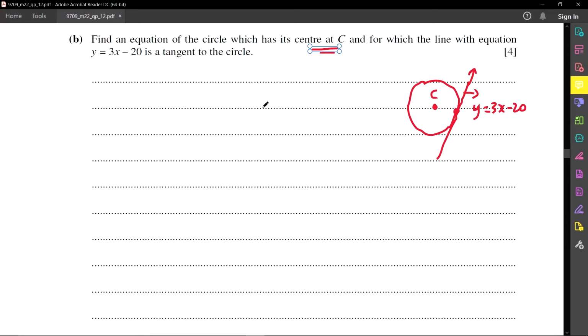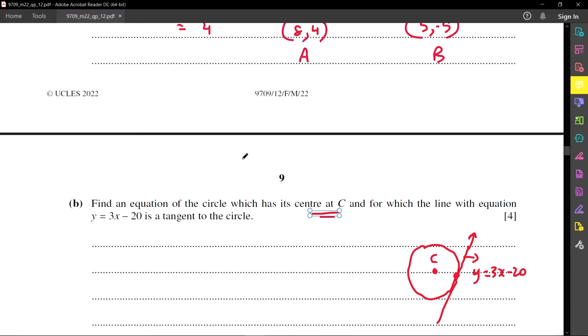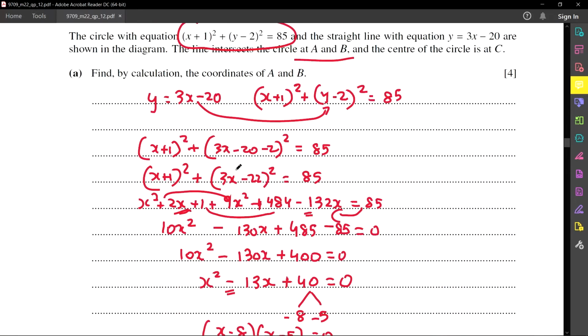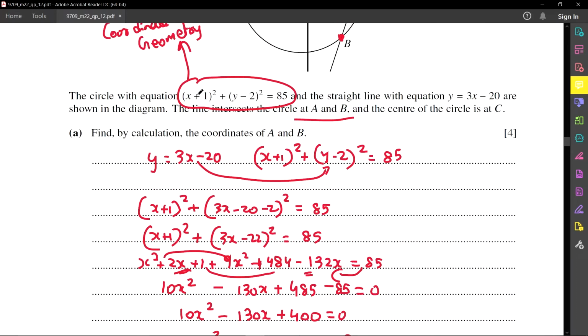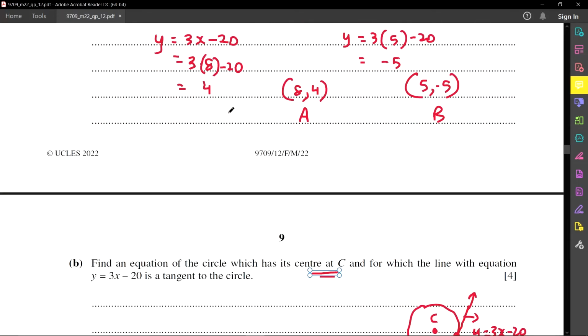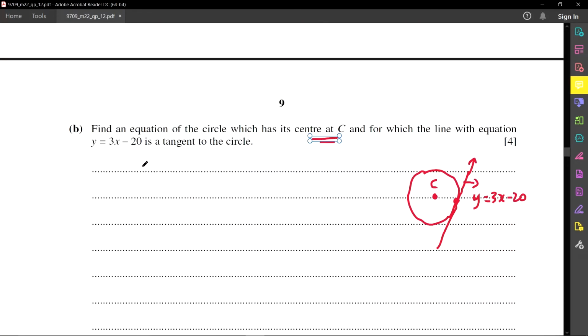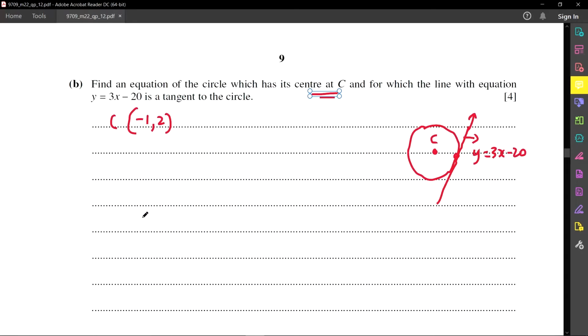So we need the center from the first equation of the circle. So what is the center here? The center is (-1, 2). So we have (-1, 2) as the center from the equation of the circle. Now all that we need to do here is to find the equation of the circle. We have the center, but we don't know what the radius is. That's what we need to find out. How can we do that?